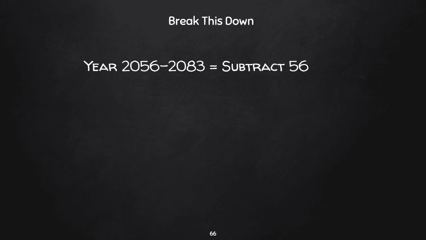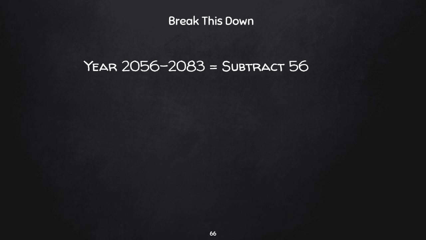Now, whenever you have a year in the range from 2056 to 2083, why 83? Because 28 3s are 84. So we will take the number which is less than 84. That's why the range is 56 to 83. Whenever you get years in this range, all you have to do is subtract 56. Subtract 28 2 times or subtract 56 1 time. This is one and the same thing, right?